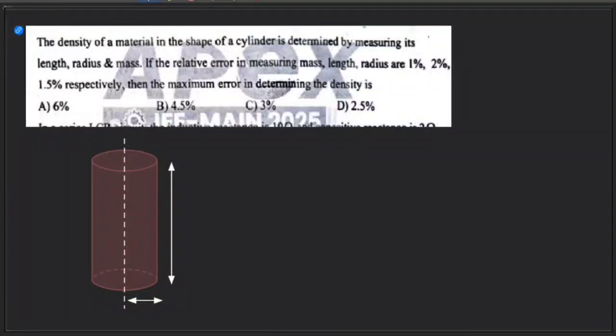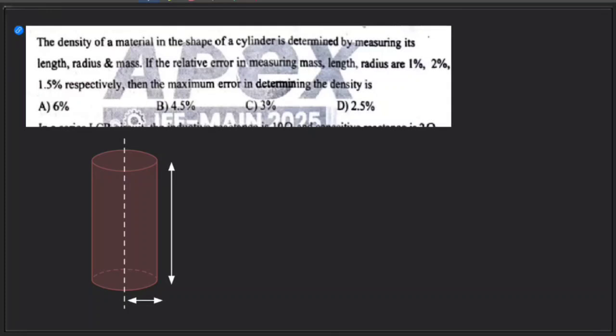So here is a GTM 4 paper. The first question is: the density of a material in the shape of a cylinder is determined by measuring its length, radius and mass. If the relative errors in measuring mass, length and radius are 1%, 2% and 1.5% respectively, then the maximum error in determining the density is? This is a question from units and measurements, based on maximum percentage error. So we have to find the maximum percentage error in the density.